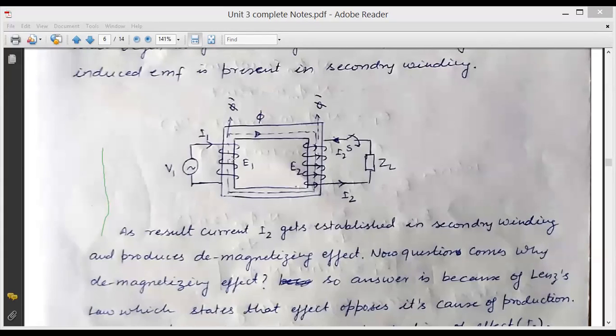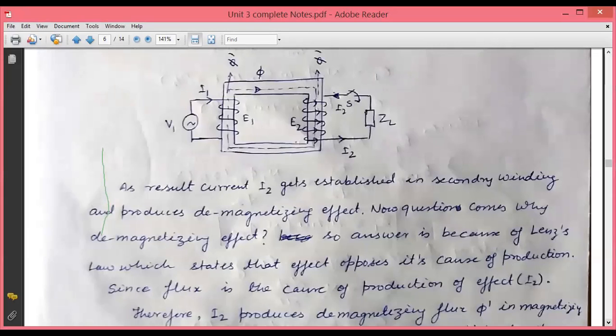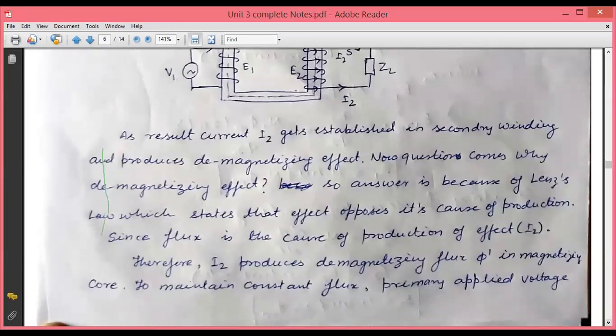So finally, the primary voltage is responsible for maintaining the flux in the entire magnetic core. Therefore this will produce an additional current I1 dash to neutralize this phi dash. Whatever is the demagnetizing effect of phi2, the same amount of additional magnetizing effect, additional current I1 dash, will be produced in the magnetic core. I think most people will understand, but to make you understand, I wrote everything in these notes, so you can read from here.